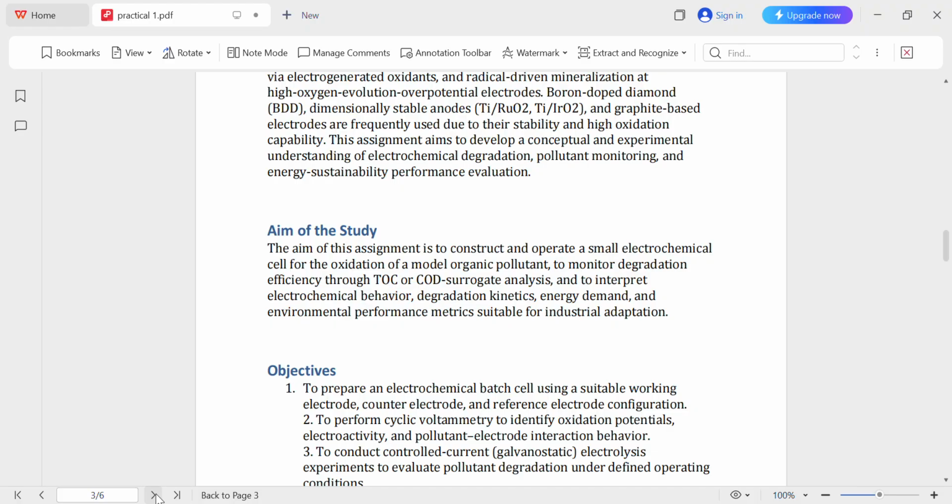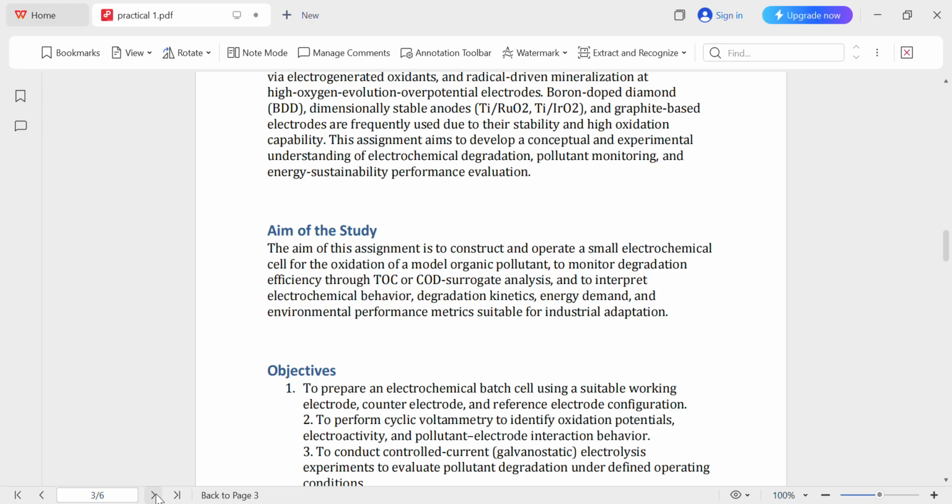Next is the aim of the study. The aim of this assignment is to construct and operate a small electrochemical cell for the oxidation of a model organic pollutant, to monitor the degradation efficiency through TOC and COD surrogate analysis, and to interpret electrochemical behavior, degradation kinetics, energy demands, and the environmental performance metrics suitable for industrial adaptation.